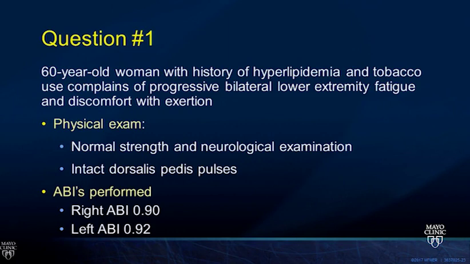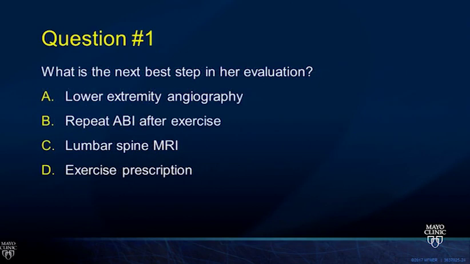So the first question, 60-year-old woman with hyperlipidemia, tobacco use, was having progressive bilateral lower extremity fatigue, discomfort with exertion. Her physical exam was pretty unremarkable. You could feel her pulses. Her ABIs fell into this borderline category, right ABI of 0.9 and a left ABI of 0.92. So what would you recommend as the next best step in her evaluation?